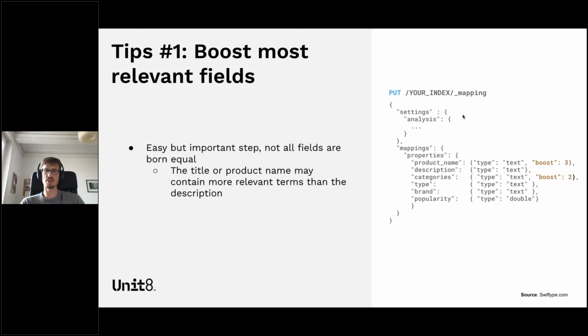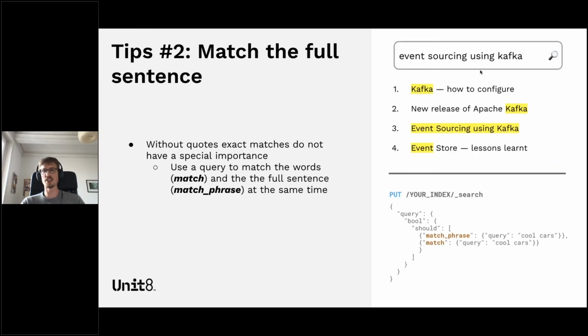Another thing that we've used a lot is that I talked a lot about matching words, but I haven't talked about matching sentences. And sometimes what may happen is that you're searching for a phrase like event sourcing using Kafka, and the first document that would appear would be that one, like Kafka how to configure. So maybe that one inside the document is matching Kafka or event sourcing. But in third place here, you have a document that contains the exact phrase that I'm searching for. And so by default, this wouldn't be kind of boosted, or this wouldn't appear first out of the box.